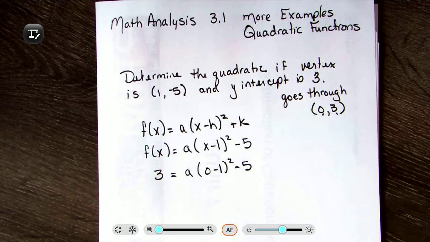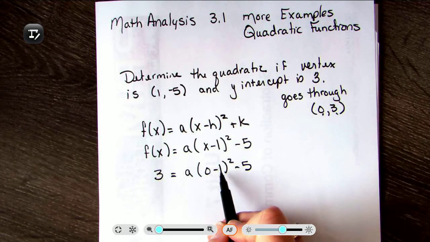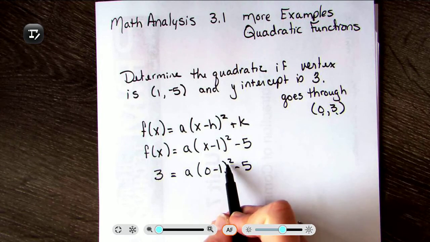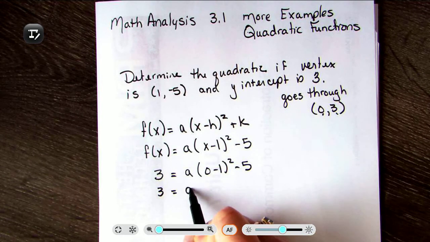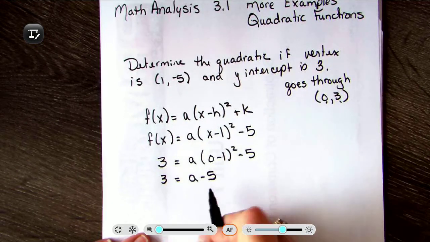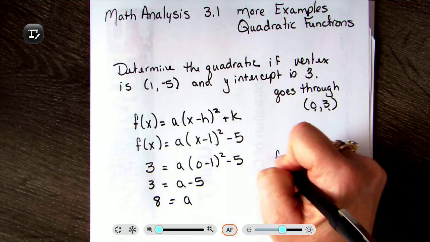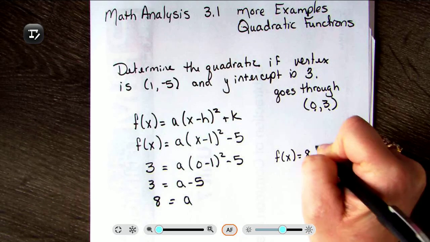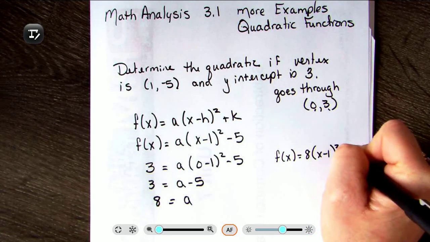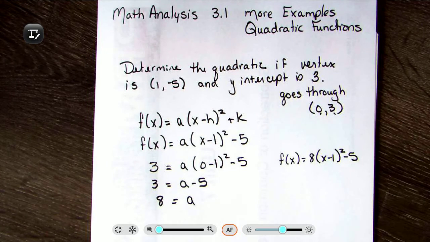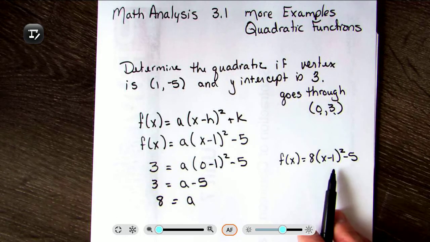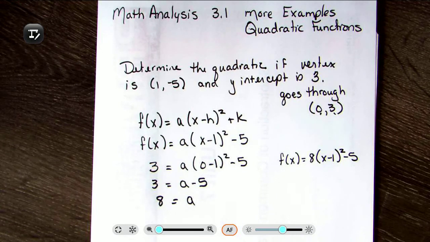And we're going to do some algebra so we can solve for that a. I'm going to square this piece here, so 0 minus 1 is -1, squared is 1. So I have that 3 is equal to a minus 5. I'm going to add 5 to both sides, and I get that a is 8. So the quadratic I have is 8(x - 1) squared minus 5. So there it is in standard form. If they wanted it in general form, that would mean I needed to FOIL this out, distribute the 8, and combine all your like terms. And I'm sure you guys could do that.